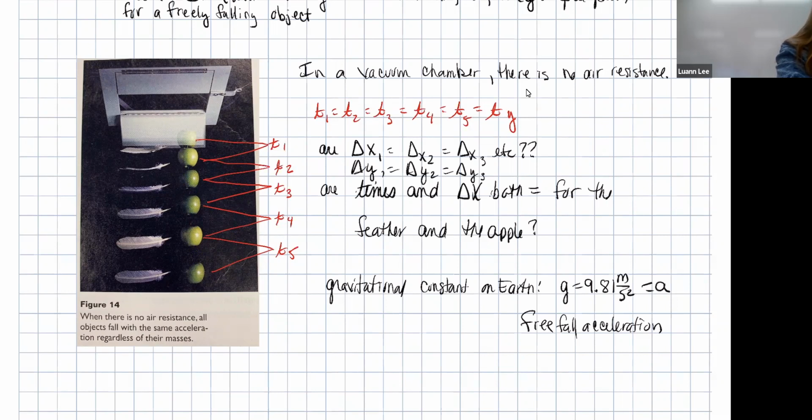As an interesting aside here, the feather that's being dropped falls at the same rate as well. So the acceleration is not dependent upon the mass. The feather and the apple, where there's no air resistance in a vacuum, will move at the same acceleration. That acceleration happens to be, if you are on Earth, 9.81 meters per second squared, and that's free fall acceleration. So it's convenient, you can use that in all of your problems.